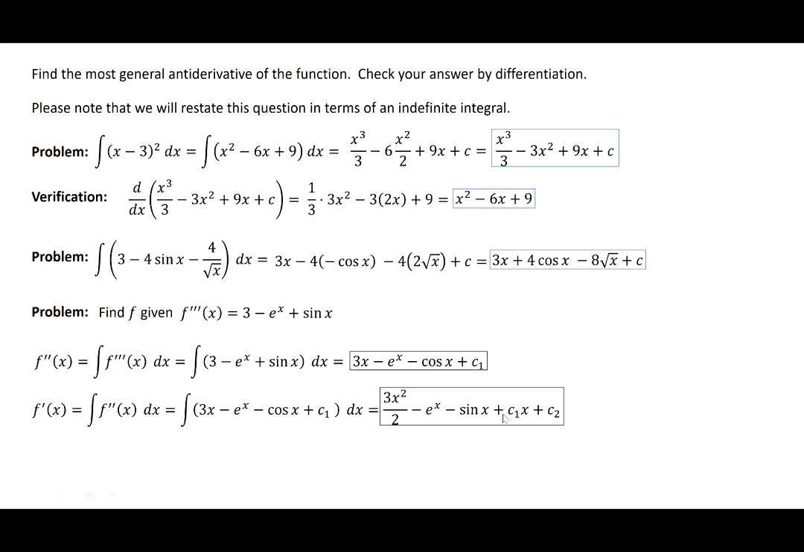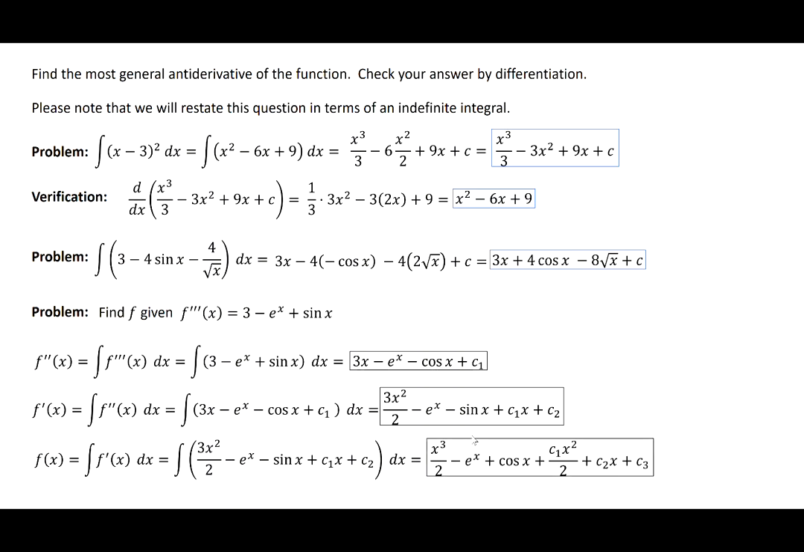All right. Now that we got f prime, let's get f by integrating f prime. 3x squared over 2 minus e to the x minus c1x minus sin x plus c1x plus c2. Yikes. X squared integral is x cubed over 3. E to the x, integral e to the x. Sin x, negative cosine x. C1x, c1 x squared over 2. C2, c2x. There's another constant coming. C3.